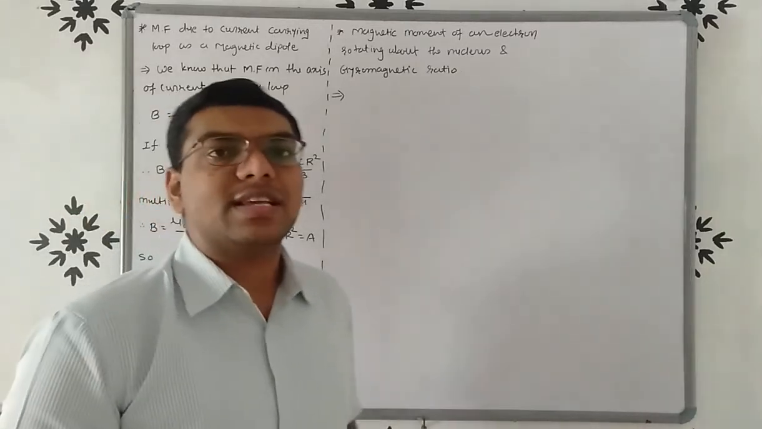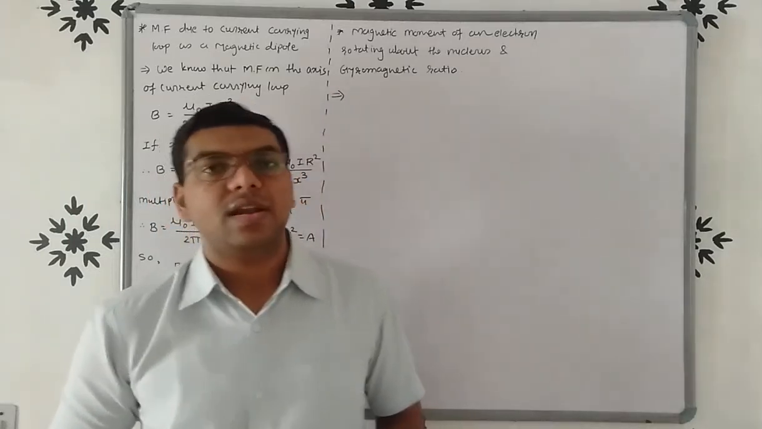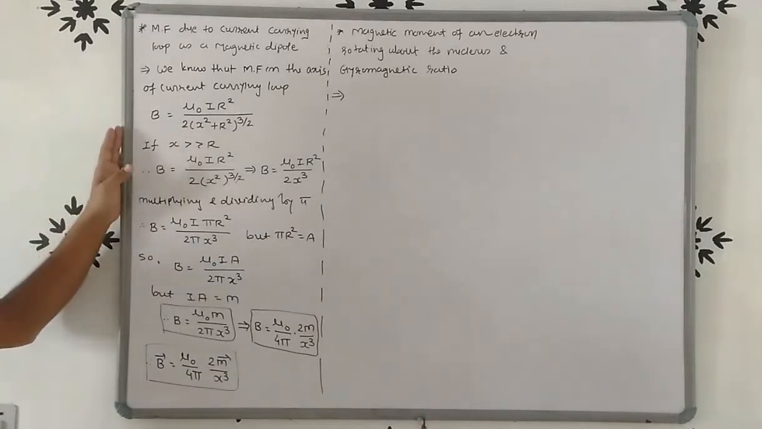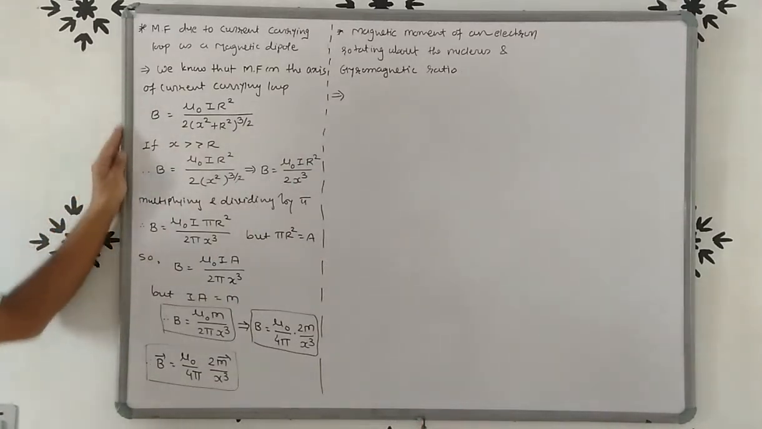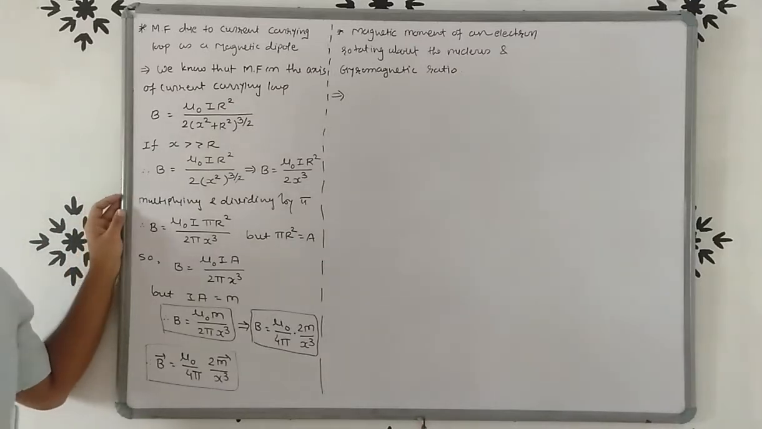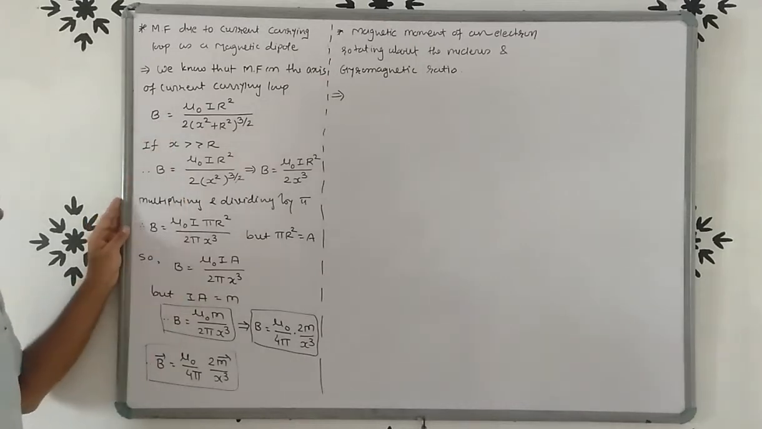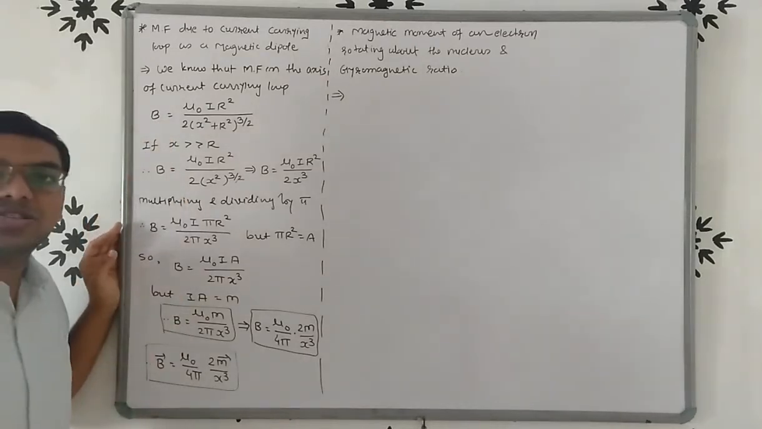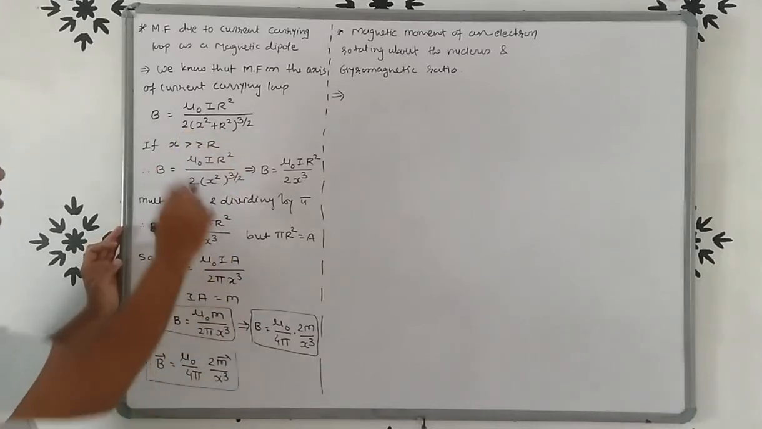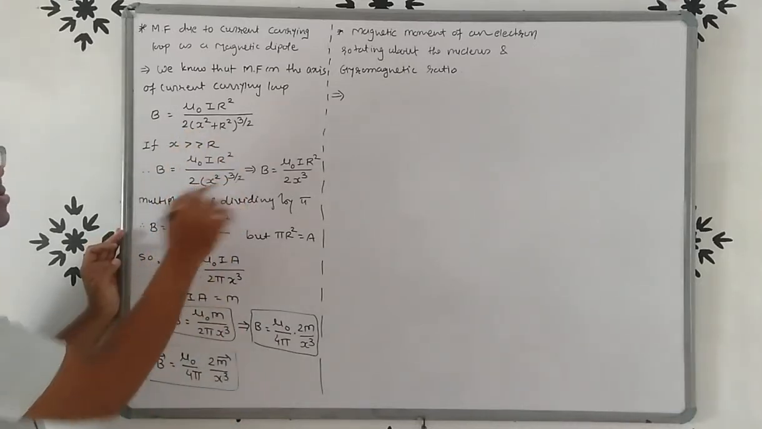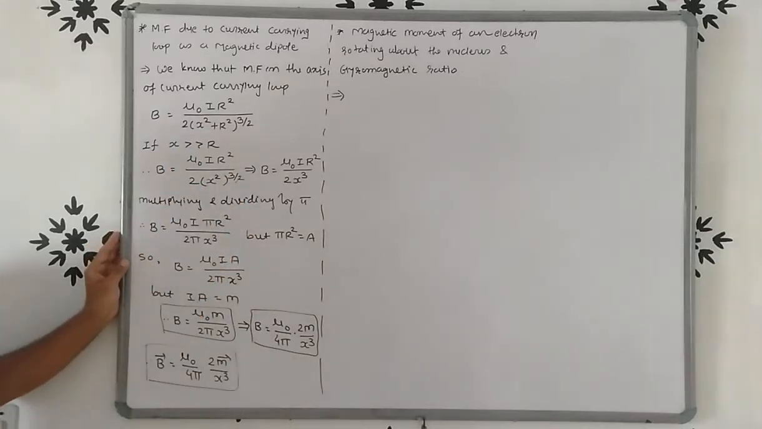So this equation is similar to the electric field. Once again, friends, to find the magnetic field, we know the formula of the magnetic field on the axis of a current carrying loop. B is equal to mu 0 I r square upon 2 (x square plus r square) raised to 3 by 2. If x is much greater than r, we neglect r, so mu 0 I r square upon 2 x square raised to 3 by 2. So here 2 cancels, so B is equal to mu 0 I r square upon 2x cube.